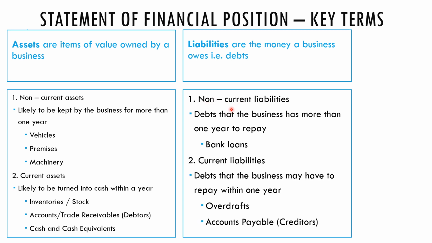And the second category is current liabilities, debts the business has to pay within 1 year. For example, an overdraft. A lot of overdrafts, the terms are you have to pay them off over a short period of time within 1 year. So that would be a liability, something they owe that is current.